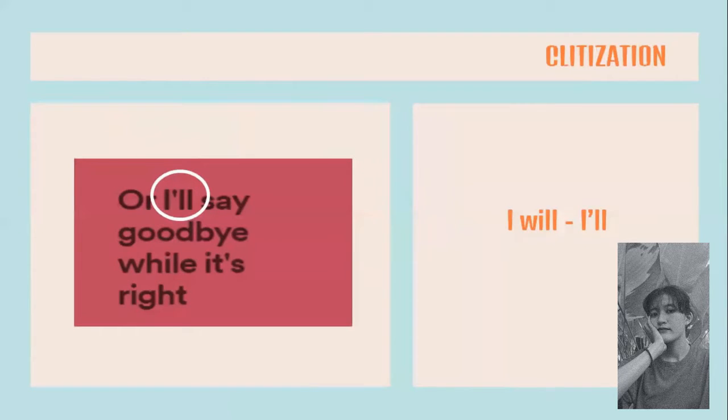The next is cliticization. Cliticization is a process of reducing the form of a free morpheme that cannot stand alone. Therefore, it must be attached to another word to complete it. The example is the word I will becoming I'll. So will is reduced to a clitic, double L, and must be attached to I, and then becomes I'll. And the word I'll is a type of enclitic because the clitic is attached at the end of the preceding word. Next.